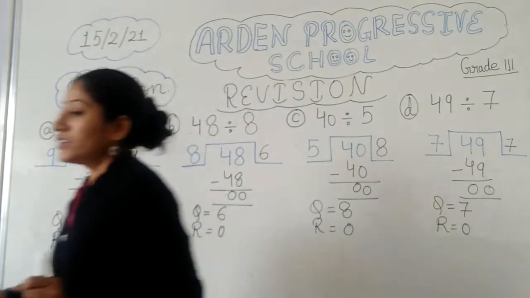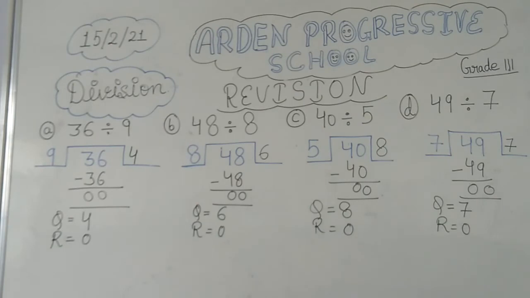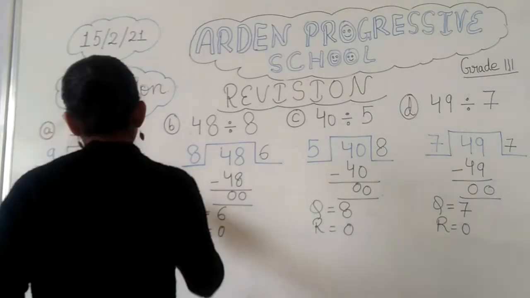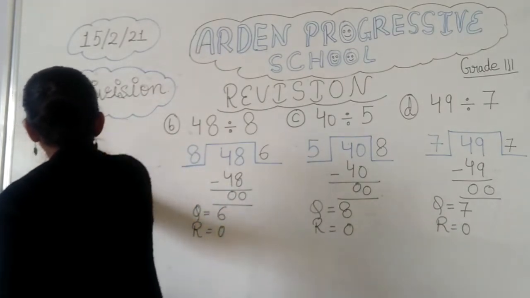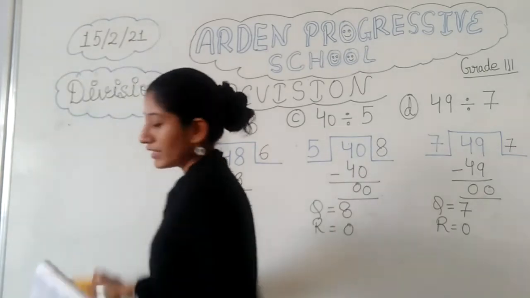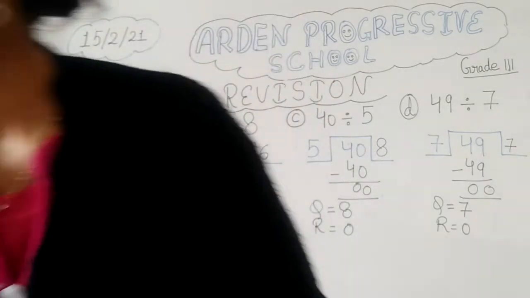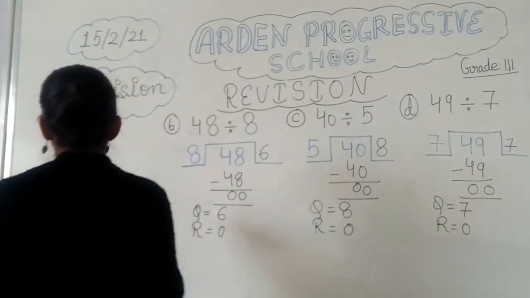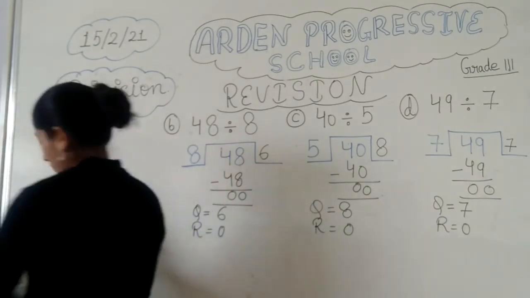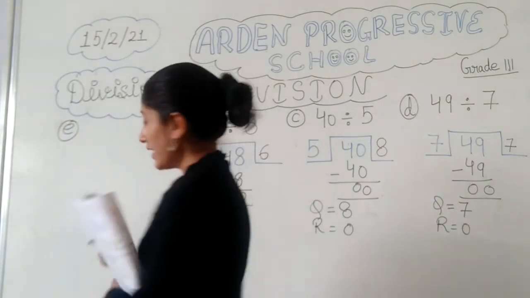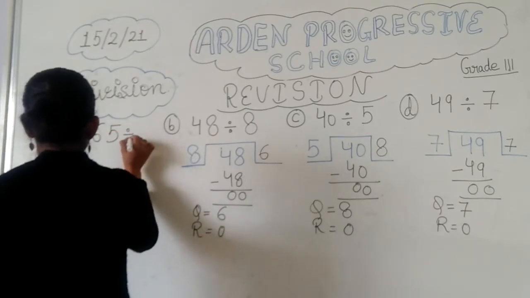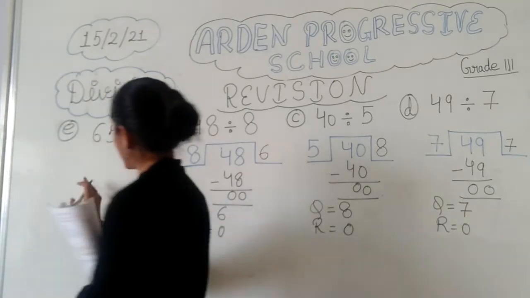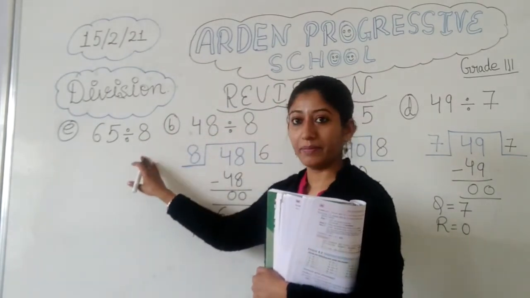Okay. So for that, suppose we have, I hope this is all clear to you. Let's solve another one. Let's solve even, okay. Suppose it is given 65 divided by 8. This is 65 divided by 8.